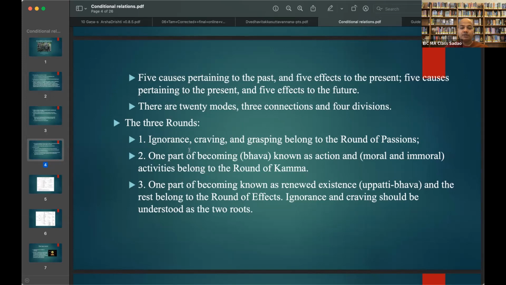The three rounds, ignorance, craving, and grasping belong to the round of passions. One part of becoming, bhava, known as action, and moral and immoral activities belong to the round of kamma. One part of becoming, known as renewed existence, upatti bhava, and the rest belong to the round of effects. Ignorance and craving should be understood as the two roots.